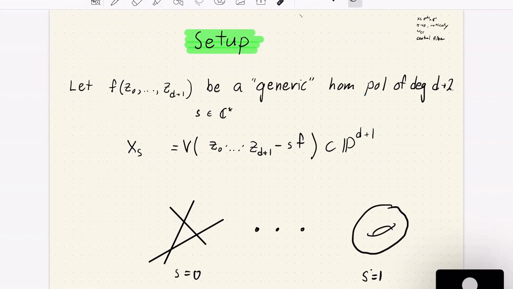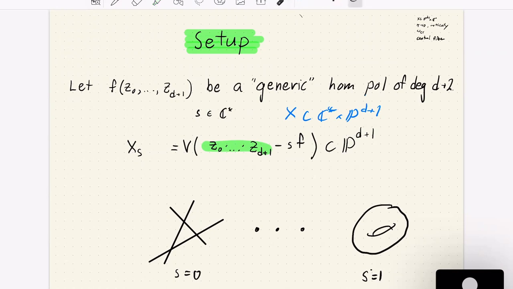The question I want to ask here is what happens then as s tends to zero. In some sense I was careful up here to say that s is a non-zero complex number. So another way of packaging this is to say that we have some object X which really lies in the product C star times P^{d+1}. On the other hand, this central fiber we have here is going to play a central role in what comes. So the question is then, what happens as s tends to zero?